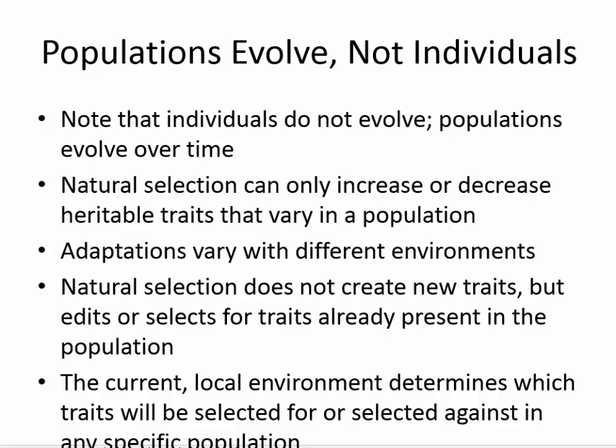Natural selection can only increase or decrease heritable traits that vary in a population. Adaptations vary with different environments. Natural selection does not create new traits, but edits or selects for traits already present in the population. The current local environment determines which traits will be selected for or selected against in any specific population.